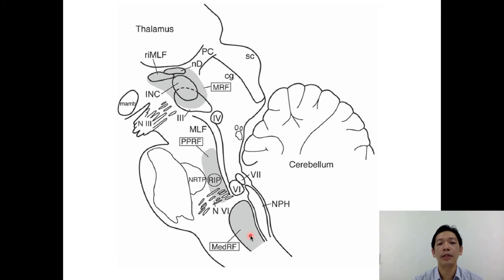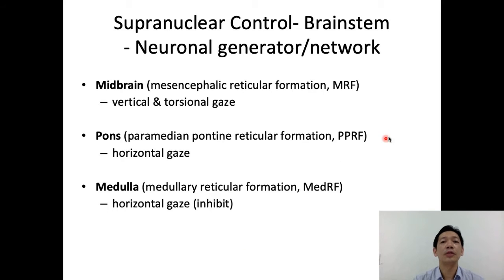In the medulla, there is a medullary reticular formation. Each of these reticular formations is in charge of a certain movement of your eye. The important thing is that the midbrain, in a general picture, is in charge of your gaze. So we talk about gaze control and gaze centers. Most of them are situated in your brainstem. So which part of the brainstem?